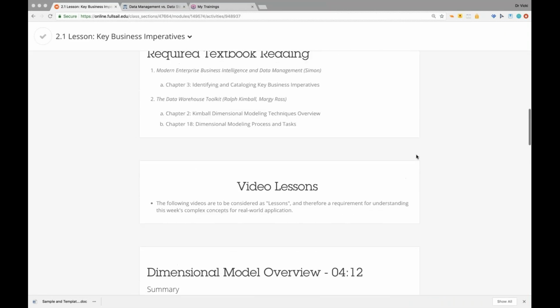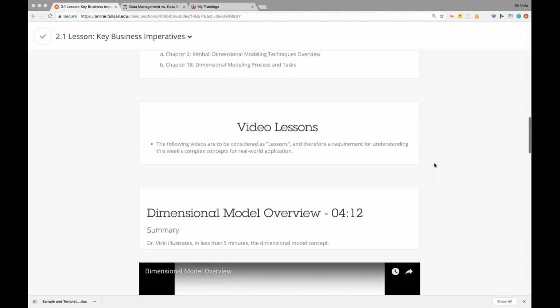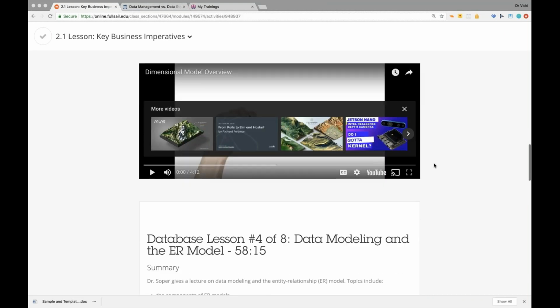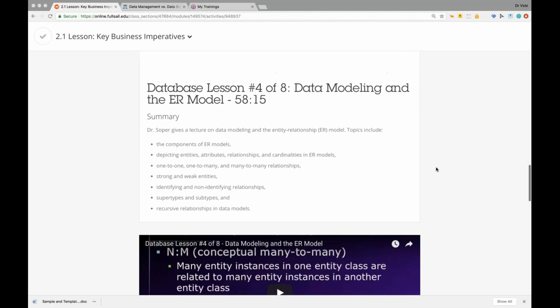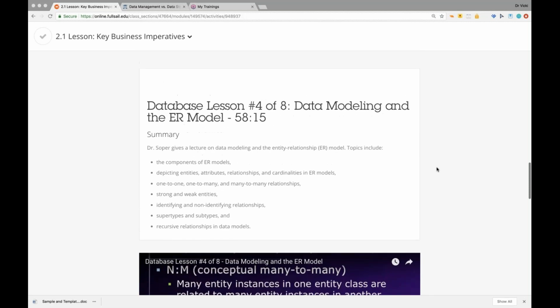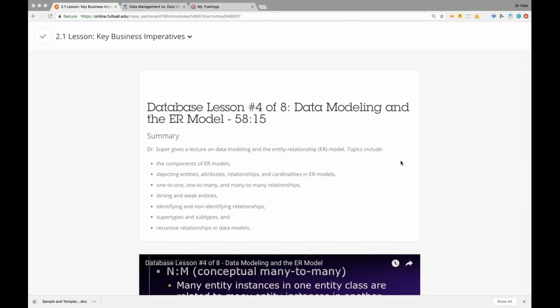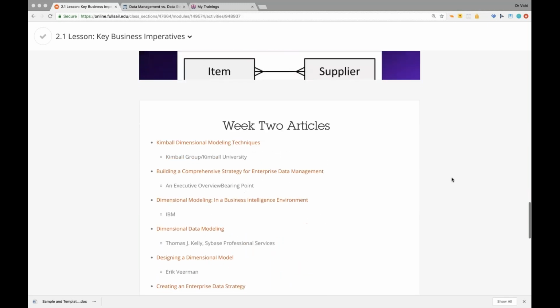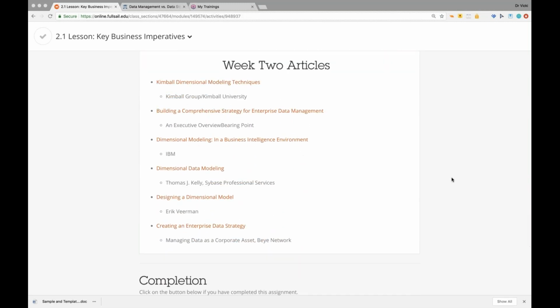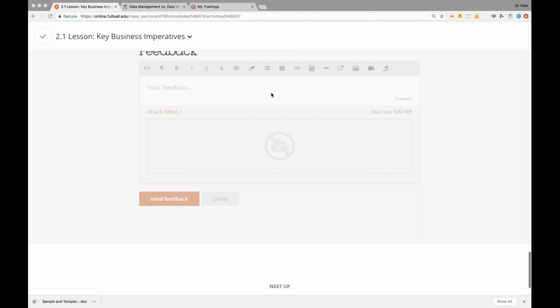Okay, I just put that together probably a few days ago just to show you what we were talking about earlier. And the database lesson down here, 4 of 8, goes into a tremendous amount of detail on data modeling. You don't have to watch it, but if you need the details, that would probably help you. The Week 2 articles, especially the Kimball dimensional modeling techniques, if you don't read any of the others, please read that one.